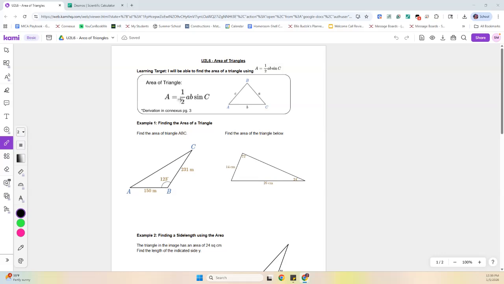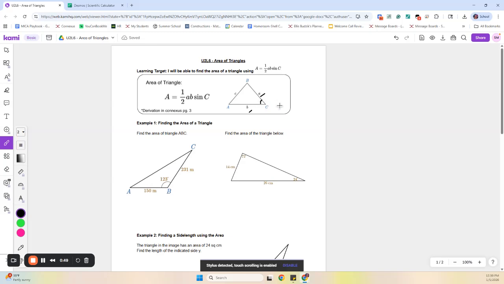So the formula that we're going to be using is half ab sine C, where a and b are our two side lengths, and C is that included angle. So notice how we have a and b, and then angle C is right in between those two sides. So you have an angle in between two side lengths.